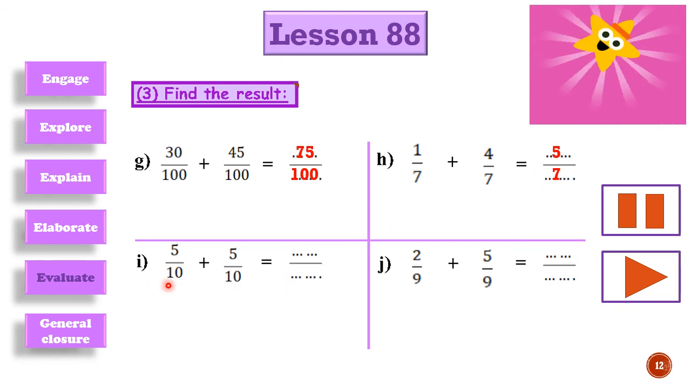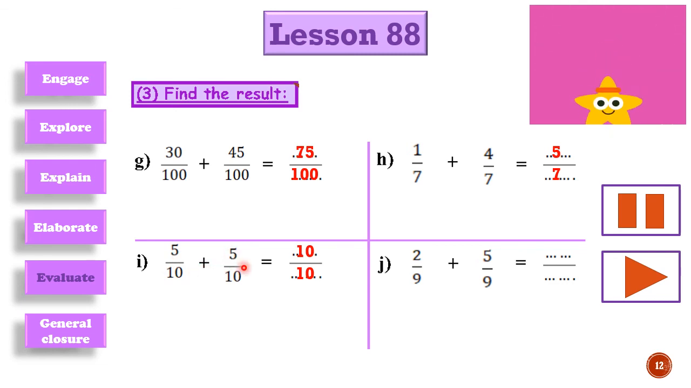Here we have 5 tenths plus 5 tenths. Just put the denominator as it is and add the numerators. 5 plus 5 equals 10. It will be 10 tenths, which is equal to 1 whole. Good job. Here we have 2 ninths plus 5 ninths.